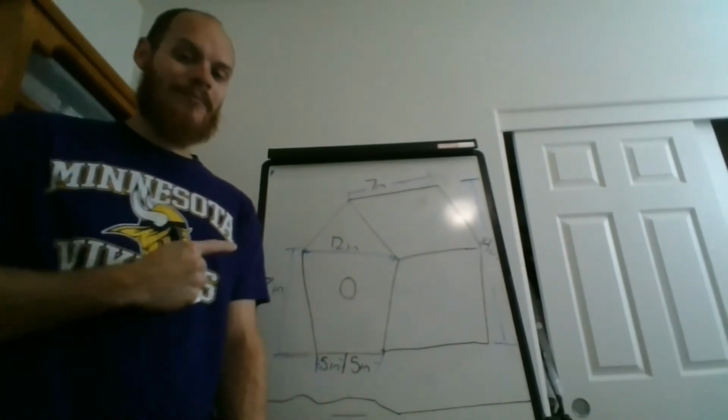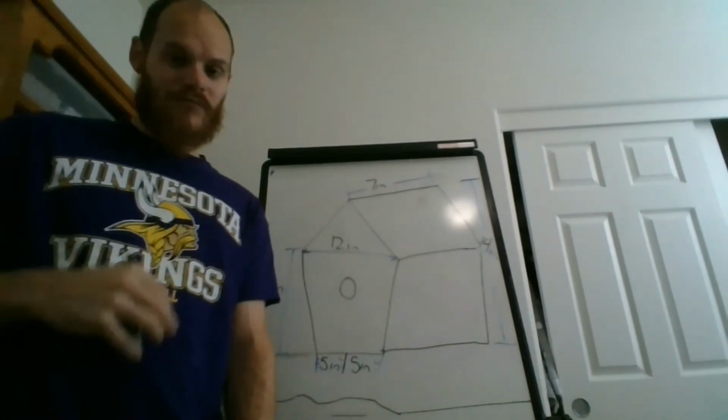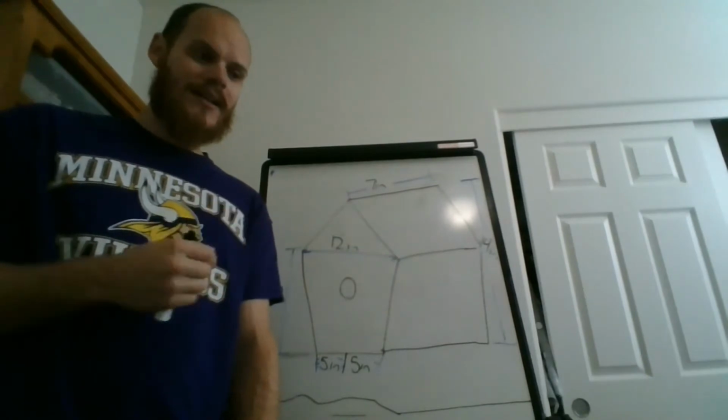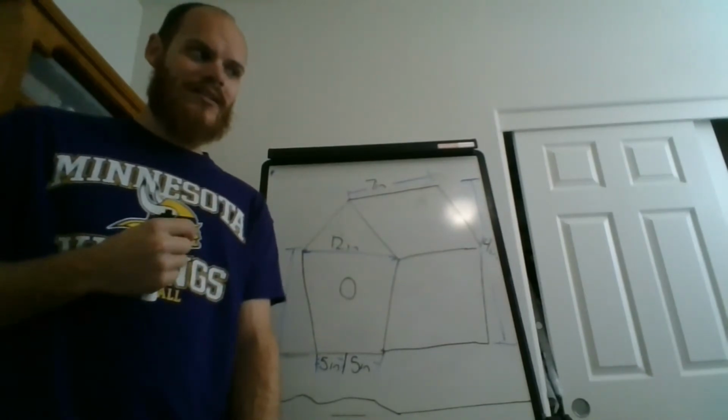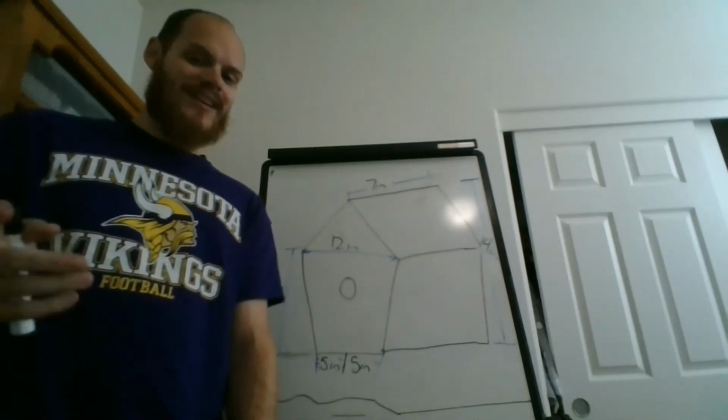This is called a complex figure, because it's not just a simple formula that goes into it. Anytime you get a complex figure, I always feel it's easier to break it down into things that aren't complex, shapes that you know how to find. So we're going to be taking a look at that today.